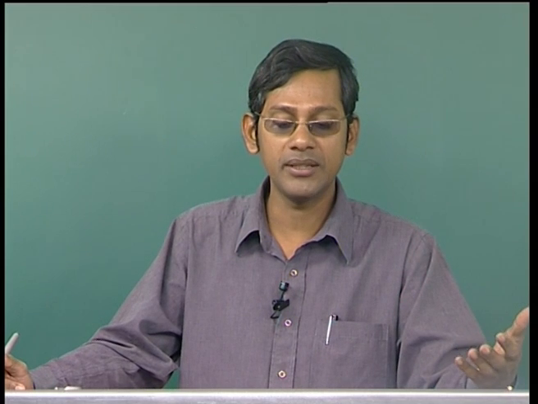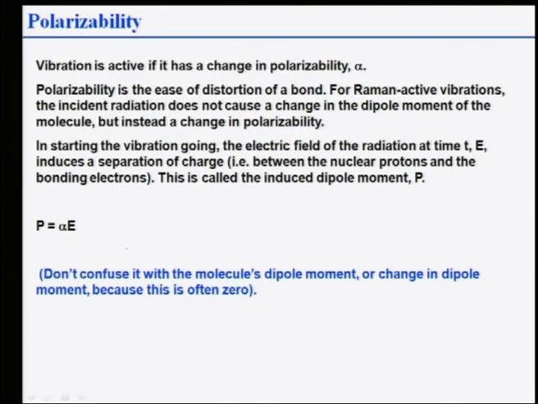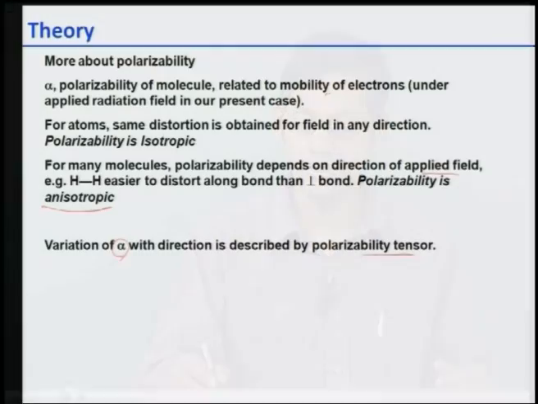Now a vibration is Raman active if there is a change in polarizability. Any vibration in the molecule, if you put in energy, will be Raman active if there is a change in the polarizability alpha. Basically, polarizability is the ease of distortion of the bond. Therefore, for Raman active vibrations, the incident radiation does not cause a change in the dipole moment of the molecule, but it changes the polarizability of the molecule. That means it changes the electronic distortion of the molecule. The strengths of the dipoles are not changing, but the mobility of the electrons is getting distorted or changed.